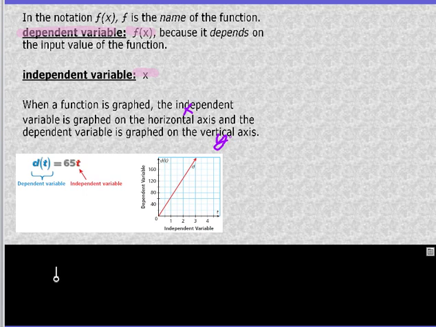So just so it's clear, here's our dependent variable, here's our independent variable. So our t, we're going to graph our t values here, and we're going to graph our d of t values here. So when I plug in 0, I'm going to get 0. When I plug in 1, I'm going to get 65, and so on. So we're just trying to reinforce the concept that this is really replacing y, and all the things that you knew about y, you just transfer on to this function notation.